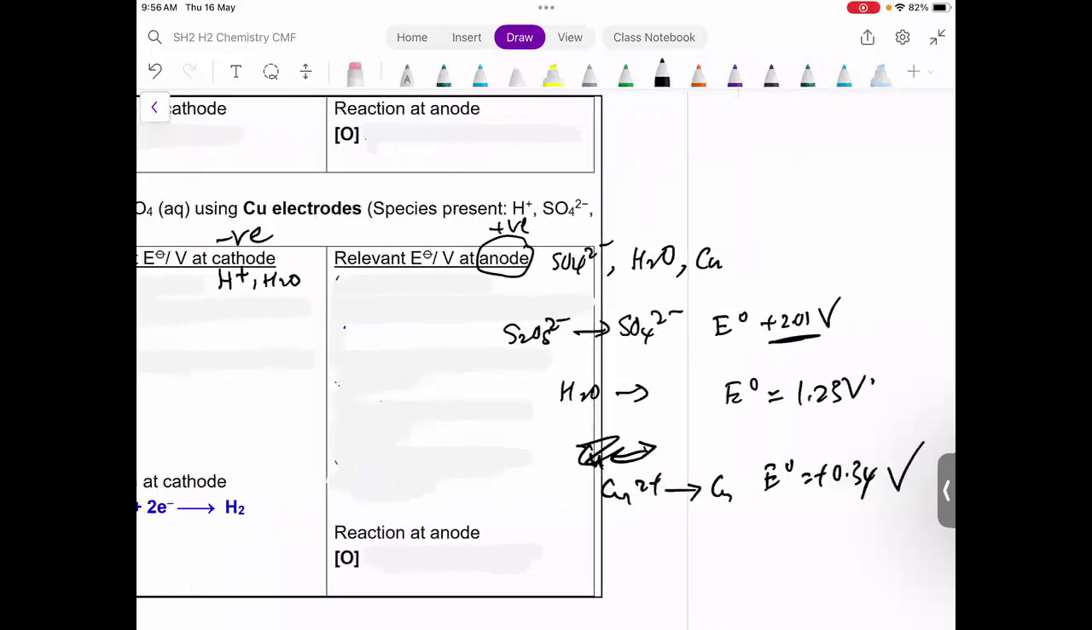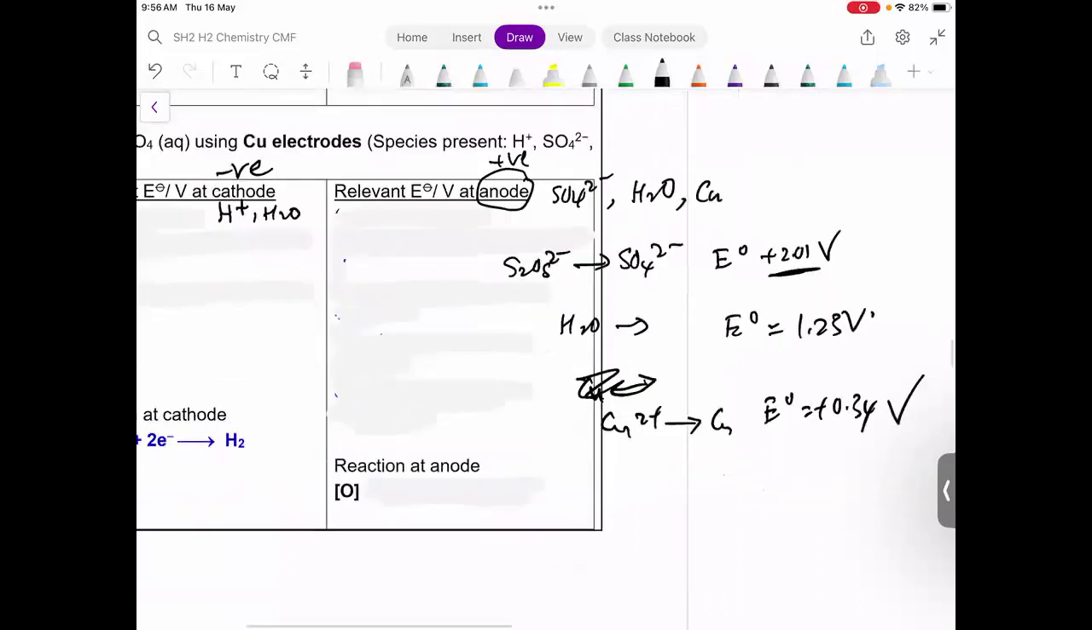So between these three, which one is preferentially oxidized? Which one? Copper, you mean? Copper will be preferentially oxidized, right? Remember, you are talking about the anode, you are talking about species on the right side.